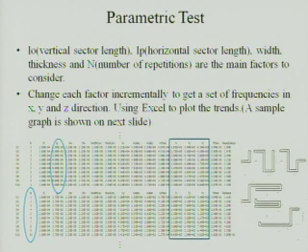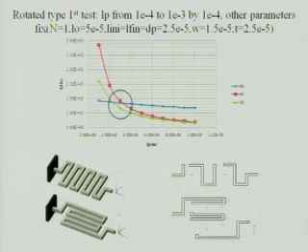Then I did the parametric test. These 5 factors, L null, LP, width, thickness, and the number of repetitions, are the main factors I really concern. Each time I change one parameter incrementally and keep the other parameters fixed. Like you see in this example, here I change LP from 10 microns to 100 microns, and here I change N from 1 to 10. So I get a set of different frequencies in X, Y, and Z direction. Then I plot the frequency in all 3 directions in terms of the changing parameter LP.